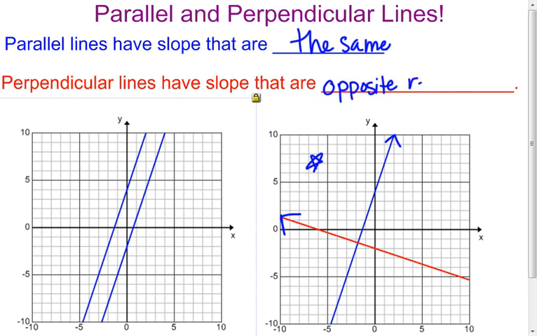Opposite reciprocals. So reciprocal means to flip the top and the bottom, and opposite means it's the opposite sign. So if one's positive, the other has to be negative. So for instance, the opposite reciprocal to 2/3 would go to negative, so that it's the opposite sign, -3/2. The opposite reciprocal to -2, and by the way, this is really -2/1, would go to positive. If it's negative, it goes to positive 1/2. So you have to switch the sign and flip the top and the bottom around.